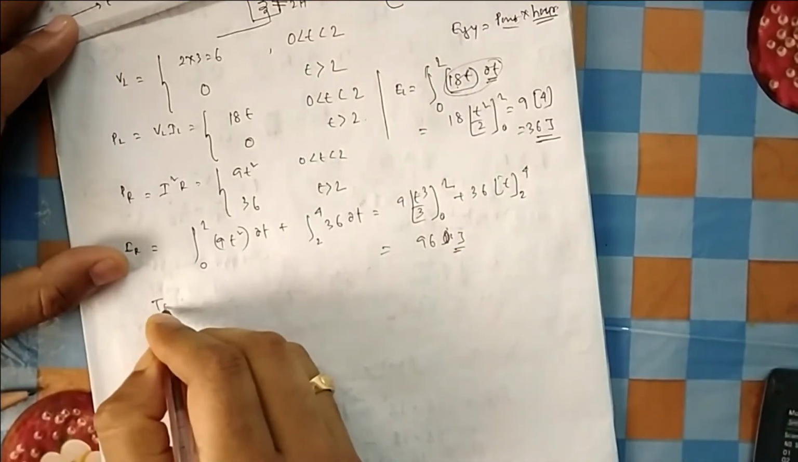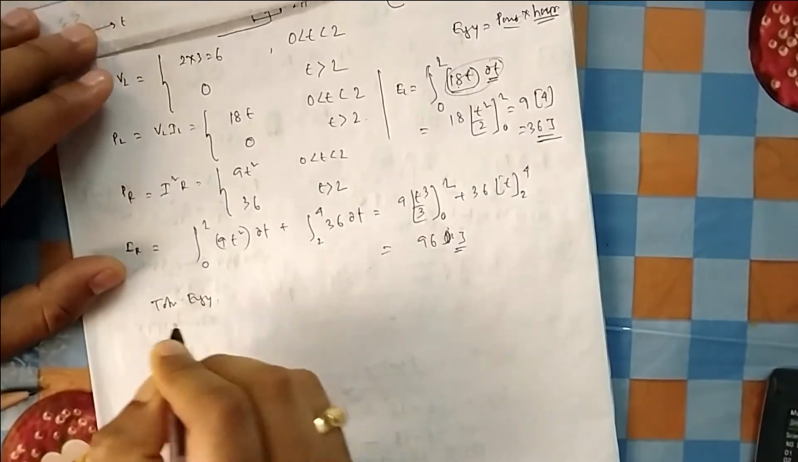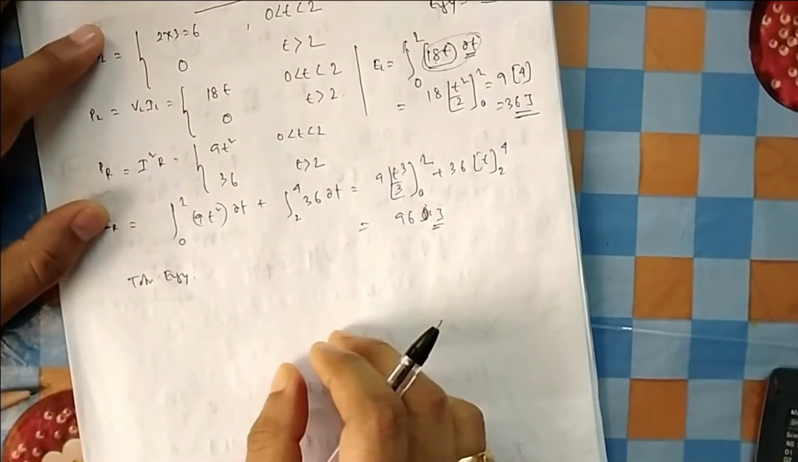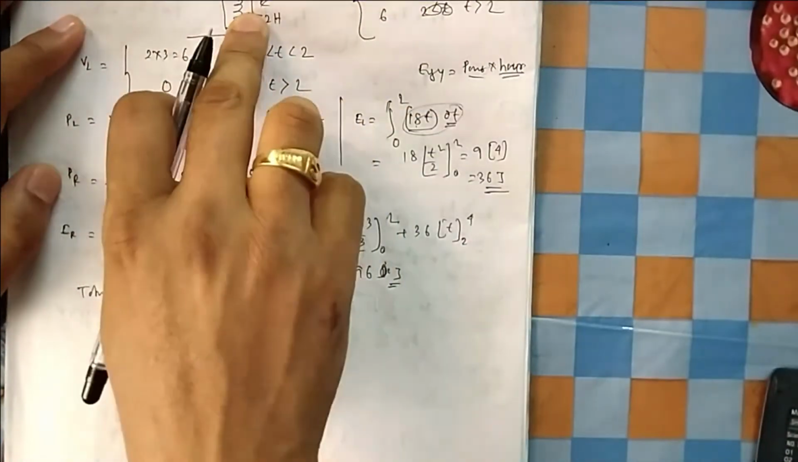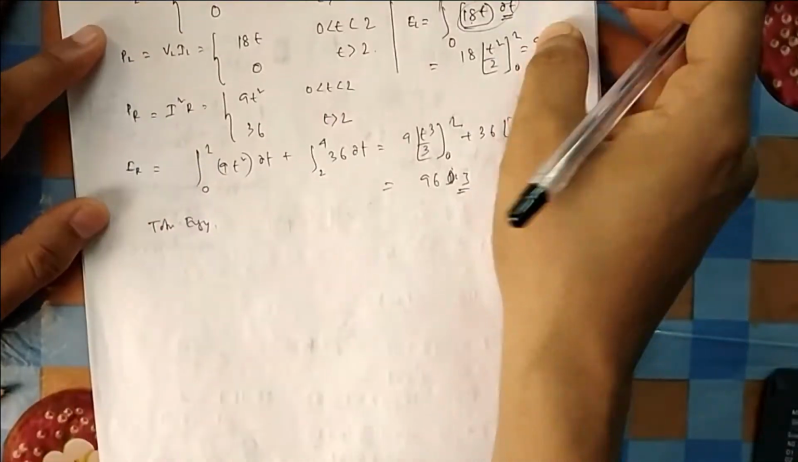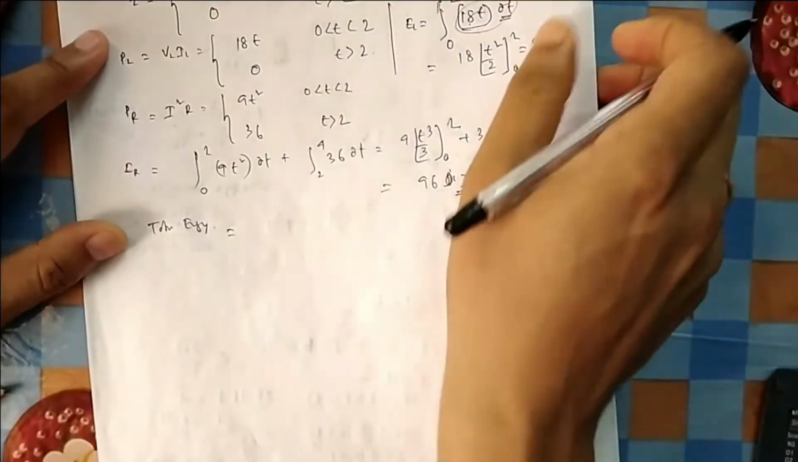The total energy absorbed by the inductor during these 4 seconds will be the energy in the ideal part of the inductor plus the energy absorbed by the resistance, the non-ideal part. So this total becomes my inductor.